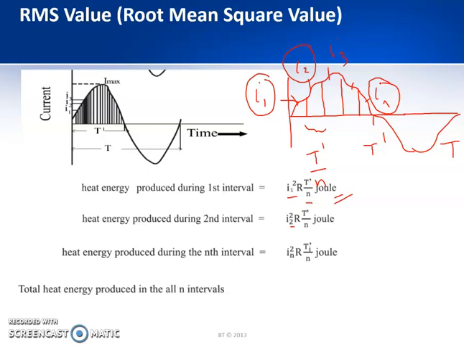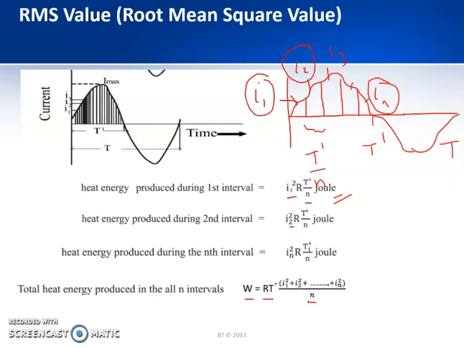So the total heat energy produced in all the N intervals is W, which is R into T dash by N into I1 square plus I2 square plus etc., up to IN square. Let capital I represent the RMS value of the alternating current. When this current flows through the same resistance R for T dash seconds, the heat energy produced will be I square into R into T dash joules. So now I have two equations: this is equation number 1 and this is equation number 2.